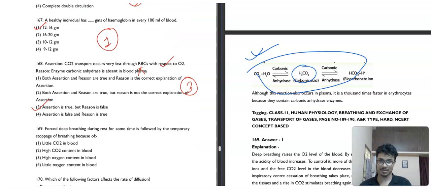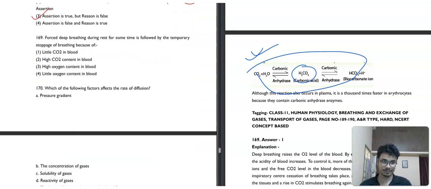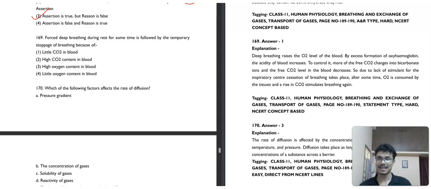Very easy questions. Then question number 169. It is saying that forced deep breathing during rest for some time is followed by temporary stoppage of breathing because of. So this is forced deep breathing. What will happen after that? Some temporary stoppage of breathing because of what? Because basically low CO2, because you are getting more and more oxygen, so there will be very little CO2 in blood. That's why there is sometimes stoppage of breathing. So first option is our correct answer.